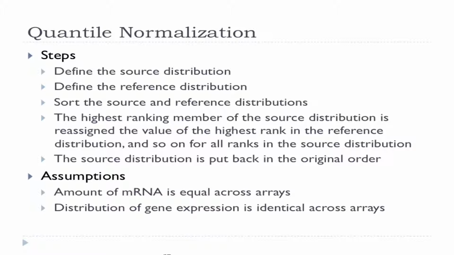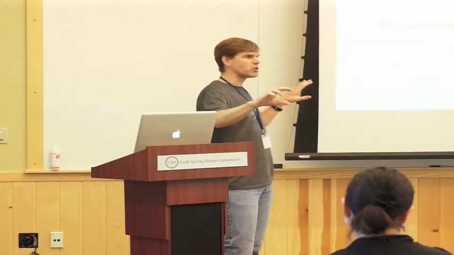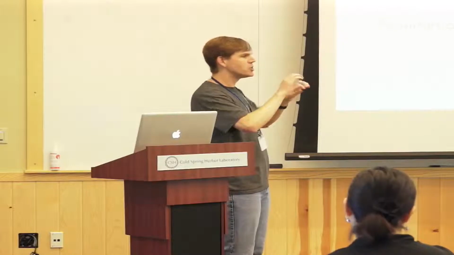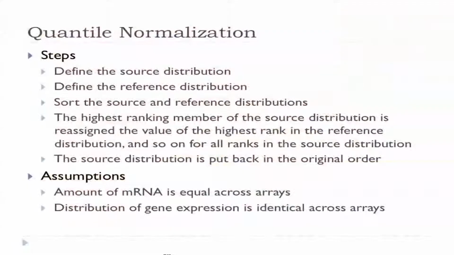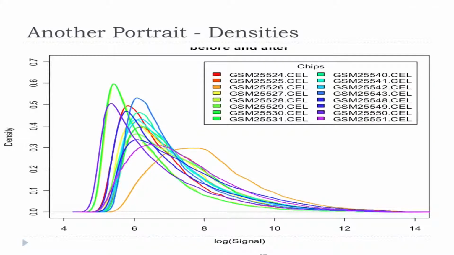And you do so for all the points on down. So what this ends up doing is all of the expression values in your source and your reference will be identical while they're sorted. After we're done sorting them, all the numbers are identical, then we put the source back in order. Okay? We put it back in the original order. So all the numbers are the same as the reference distribution, but they're back in the order that the source distribution started with. So what that ends up doing is making all of these densities identical. If we start with one reference distribution, all of these will match the reference distribution.